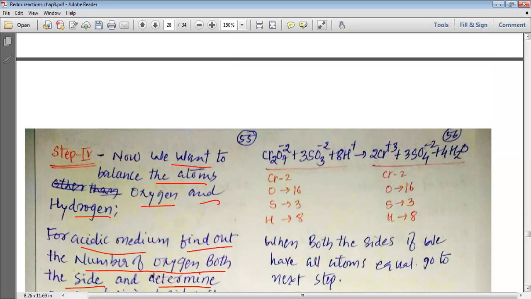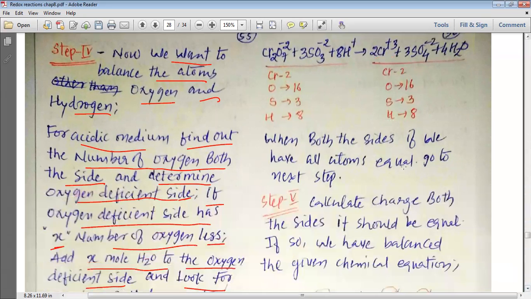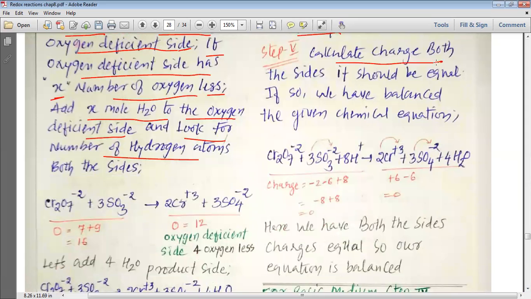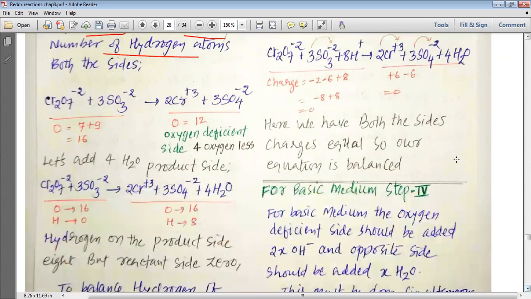Now in the final stage, when both the sides have all the atoms equal, go to the next step. What is the next step? Calculate the charge on both sides, and it should be equal. If so, we have balanced the given chemical equation. So now we need to find the total charge present on the left hand side as well as the right hand side. You can see on the left hand side we have minus 2 charge.